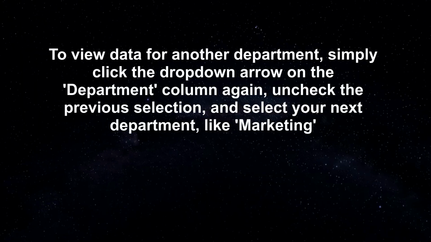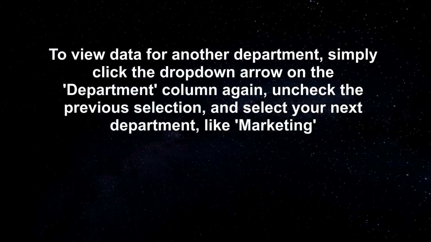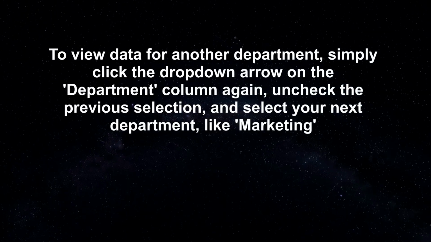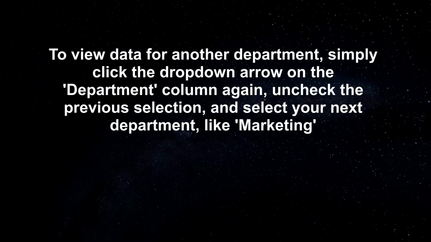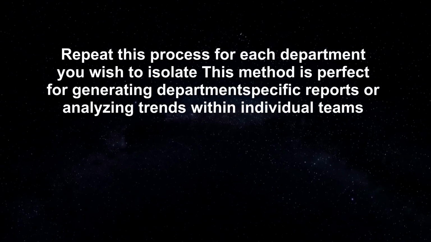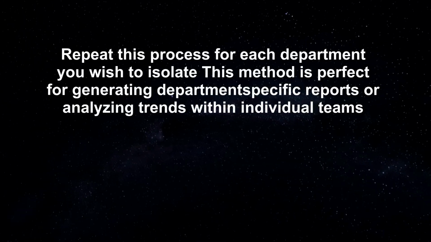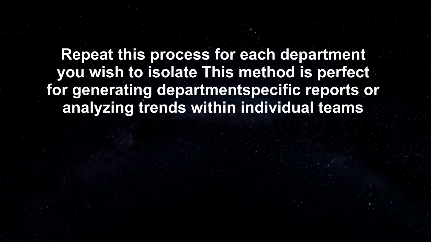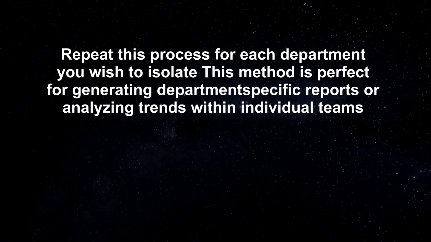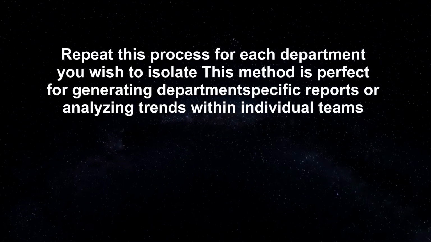To view data for another department, simply click the drop-down arrow on the department column again, uncheck the previous selection, and select your next department, like Marketing. Repeat this process for each department you wish to isolate. This method is perfect for generating department-specific reports or analyzing trends within individual teams.